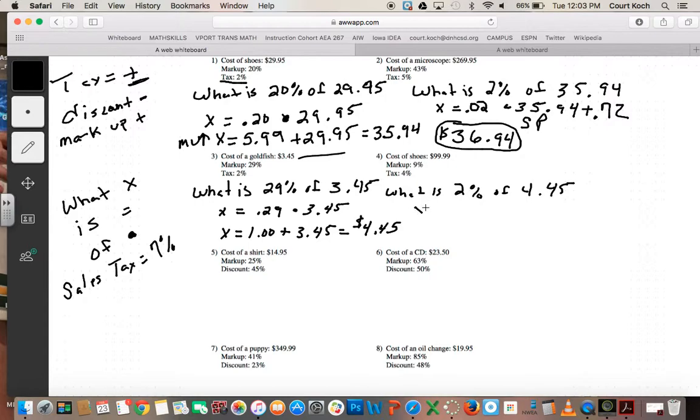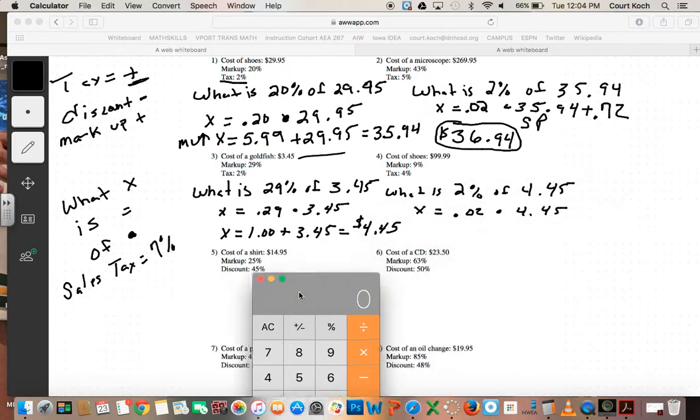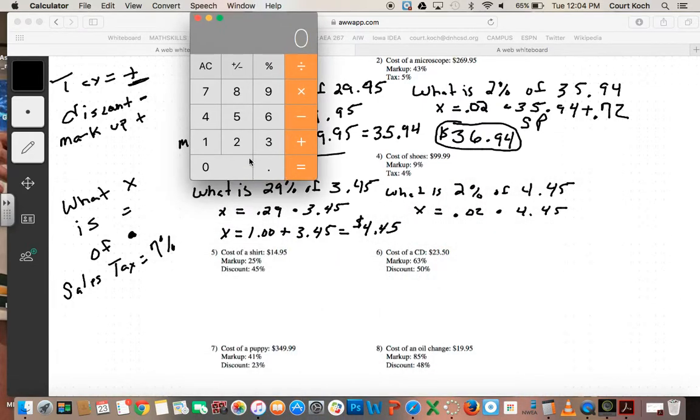What x equals 0.02 times $4.45. Pull up the calculator. 0.02 times 4.45, and now I have 0.089.